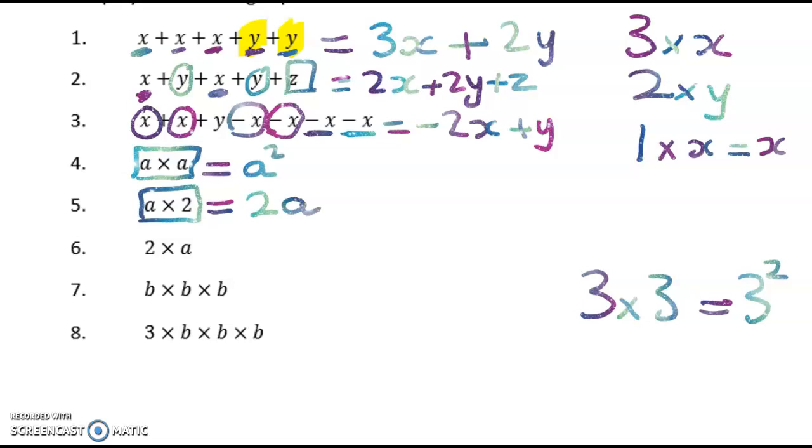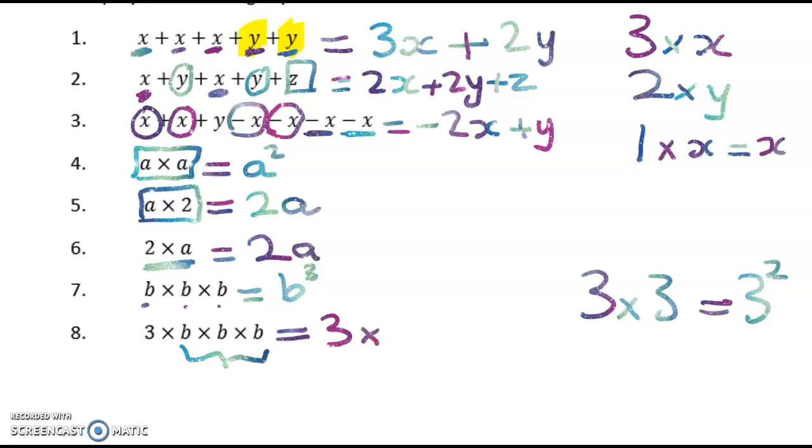Right, so this one here is 2a. And a times 2 is the same as this one here, 2 times a. The order in which we multiply doesn't matter. So this next one is b times itself times itself. So that's b cubed. In this one here, you can see that we've got the b cubed again. So we've got 3 times b cubed, and we write that as just 3b cubed. Okay, on to the next few questions.